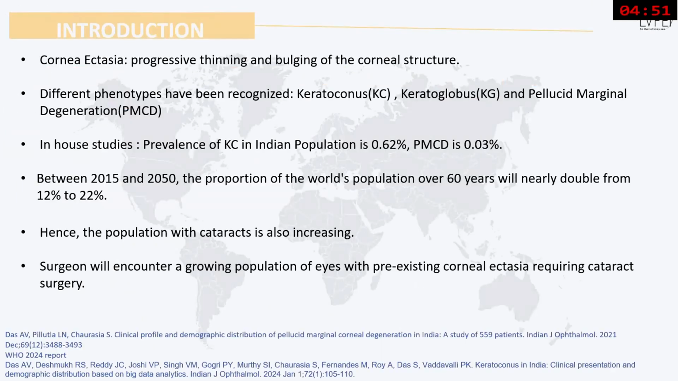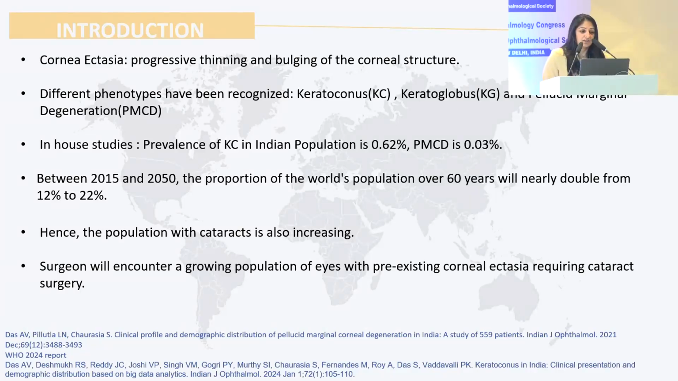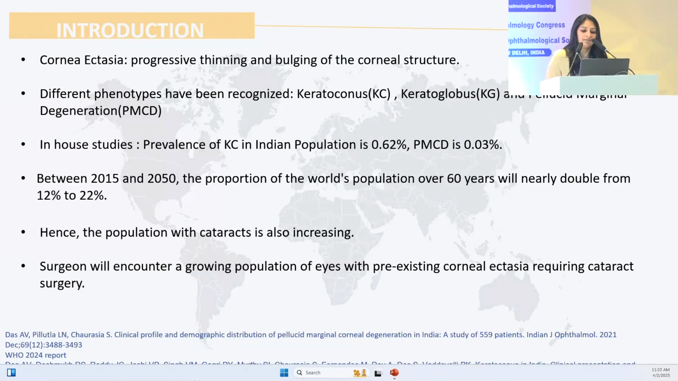Corneal ectasia is a progressive thinning and bulging of the corneal structures, and different phenotypes have been recognized, which include keratoconus, keratoglobus, and pellucid marginal degeneration. In-house studies have shown that the prevalence of keratoconus in the Indian population is around 0.6%, and that of PMCD is around 0.03%. Over the years, the population of the world over 60 is nearly doubling. Hence, the population with cataracts is also increasing. Surgeons will encounter a growing population of eyes with pre-existing corneal ectasia requiring cataract surgery.